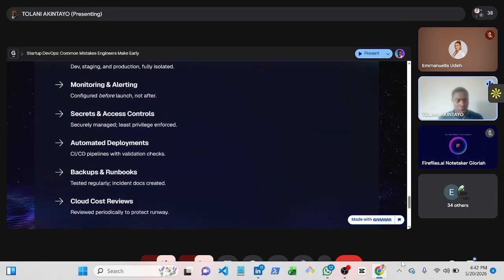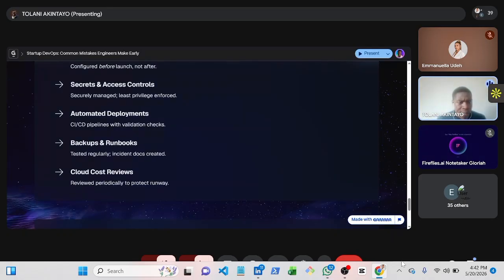And then we talked about backups. Runbooks are also important. You can begin to create a runbook in a startup environment when you begin to face issues. The idea of runbooks is, when something happens, what are the steps to resolve it? Just a detailed step-by-step guide to resolve certain issues when they happen.